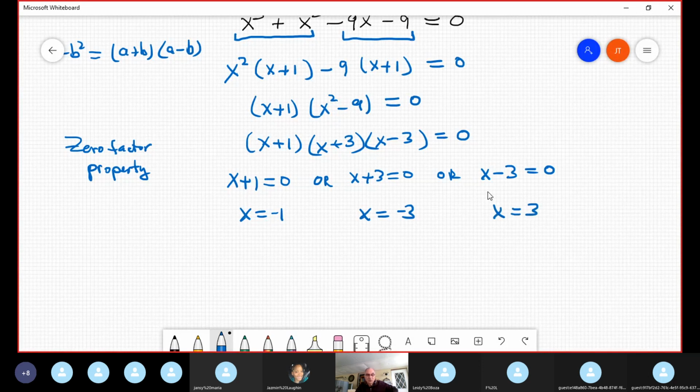So actually, we have 3 intersecting points, that is the points -1,0, -3,0, and +3,0. Okay, enough of points we have. Wow. So we can do the graph of this.